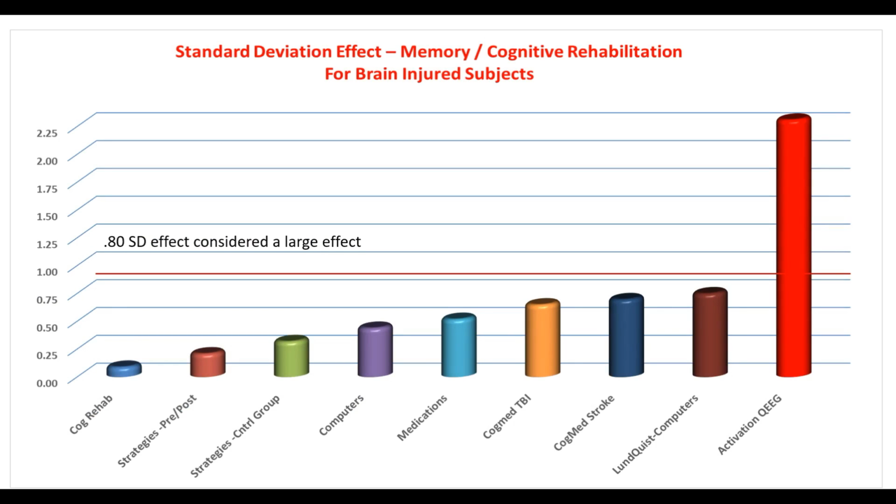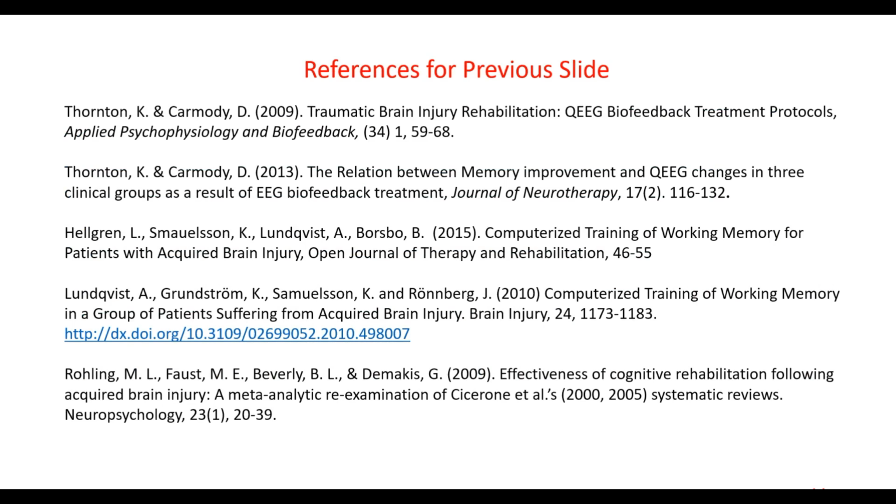In terms of the treatment interventions, normally a 0.80 standard deviation effect is considered a very large effect. And we're seeing here on the far right the use of this cognitive activation approach, getting with auditory memory in the head injured subjects about 2.2 or 2.3 standard deviation effects, much better than all the other currently available interventions in terms of cognitive rehab, strategies, computers, medications, etc. And the references for the previous slide.